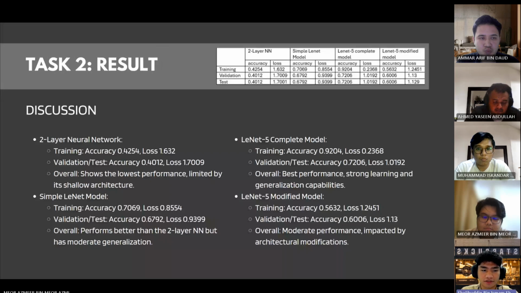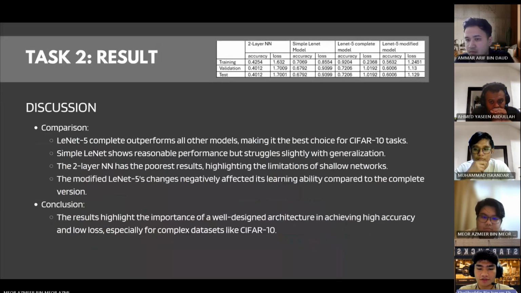As you can see in this discussion, overall the two-layer neural network shows lower performance, limited by its shallow architecture. The simple LeNet performs better than the two-layer NN but has moderate generalization. The LeNet-5 complete model has the best performance, with strong learning and generalization capabilities. The last one, the LeNet-5 modified model, has moderate performance, impacted by the architecture modification.